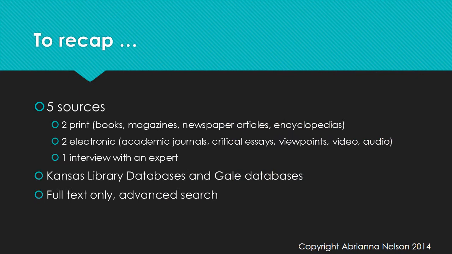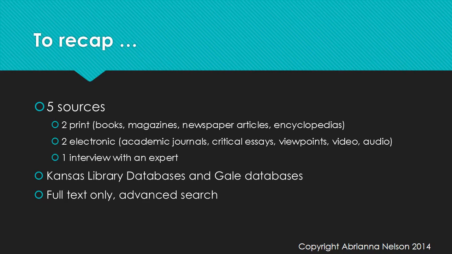As a reminder, you need to have at least 5 sources for your research paper. 2 of them should be print sources. Those can be books, magazines, newspaper articles, or encyclopedias. 2 electronic. In our databases, those are academic journals, critical essays, viewpoints articles, video and audio, and then an interview with an expert that you'll do through your history class.